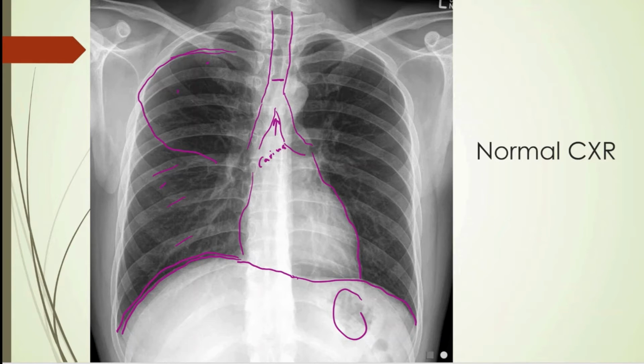E is everything else. You want to look at the lung fields. You can see good vascular lung markings all the way out to the edge, indicating there's no pneumothorax. See these nice little vascular markings on both sides, and they go all the way out. So that's E. You can see this is a normal chest X-ray.